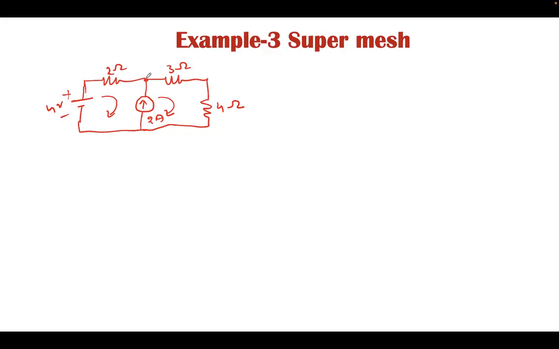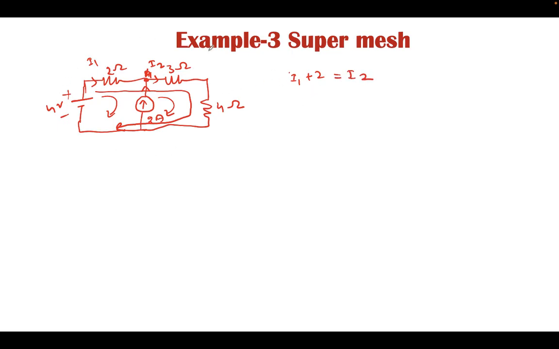Now at this node, we cannot apply KVL directly in this loop, because there is a current source and we don't know the internal resistance of this current source, and hence we have to go for this overall loop. Knowing the current in this branch is I1, the current here is already defined, and let the current in this branch be I2. By nodal analysis at node A, applying KCL, I1 plus 2 is equal to I2.